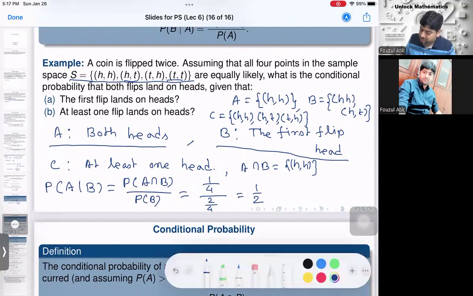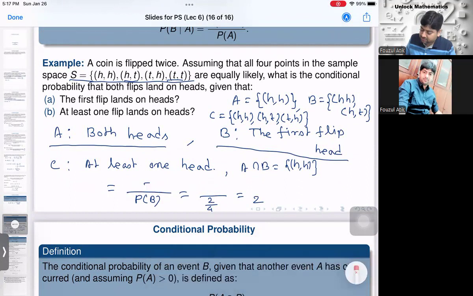I'm just erasing this part. So I'll be doing the second part.